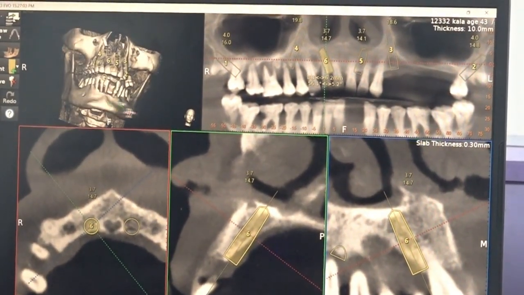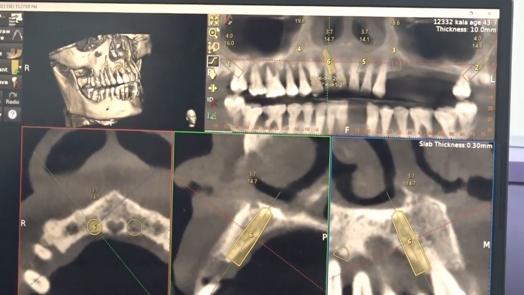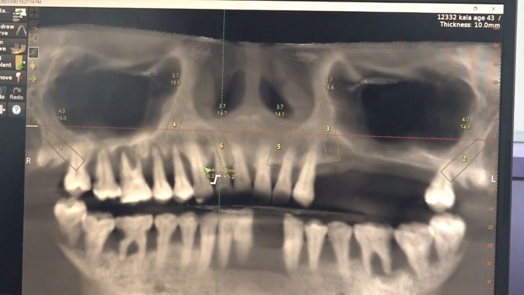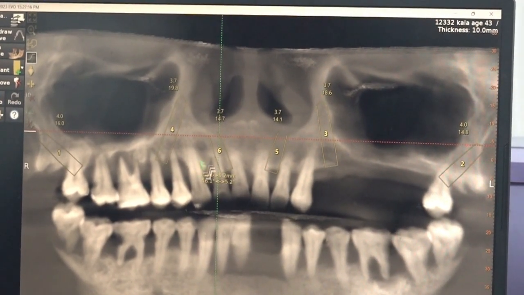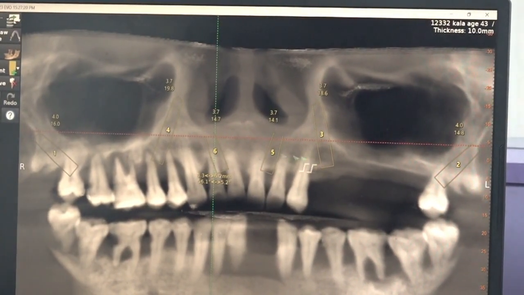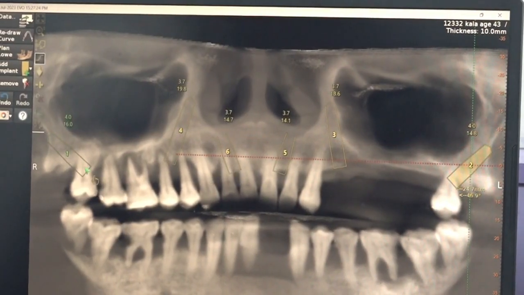So that's it. The challenges will be bleeding after extraction on the right side, severe chronic inflammation. That will be one challenge. For the canine, maybe the buccal plate may get fractured. That is also one more challenge that we have to be careful about. Apart from that, it is a straightforward situation.